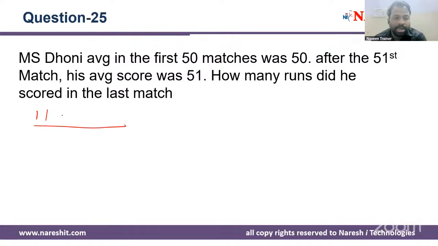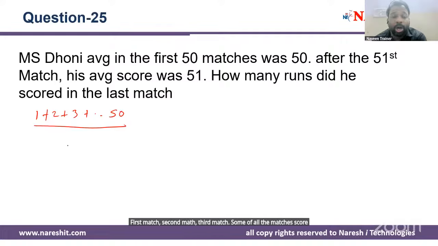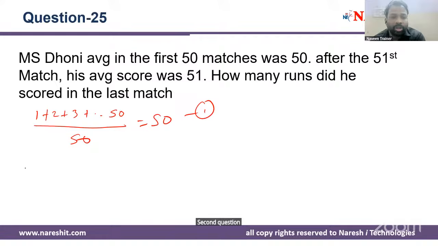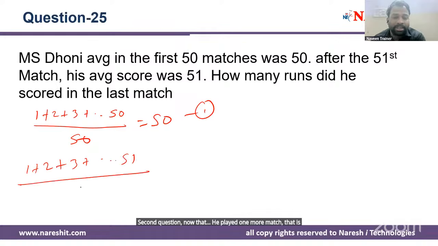First match, second match, third match. Sum of all the matches' scores, the sum of the score of all 50 matches divided by the number of matches, 50. Average is 50. This is the first equation. Second equation: now that he played one more match, that is the sum of 51 matches divided by total matches 51. Average score is 51. They're asking what the score in the last match is.